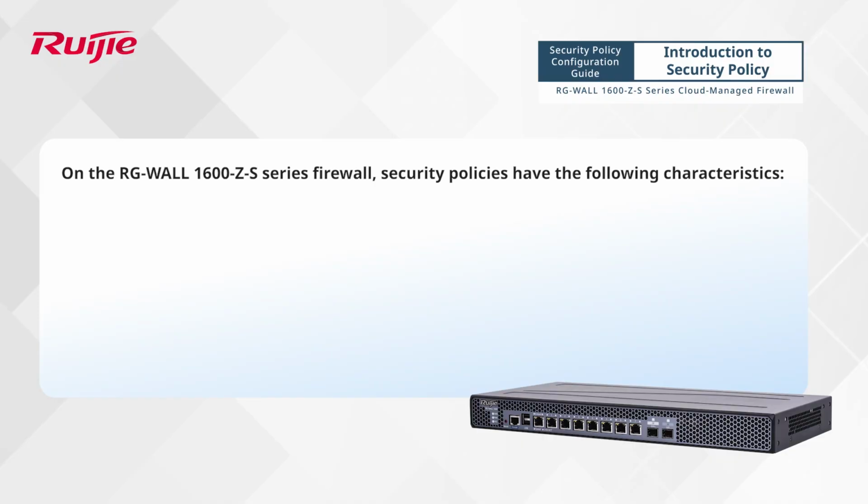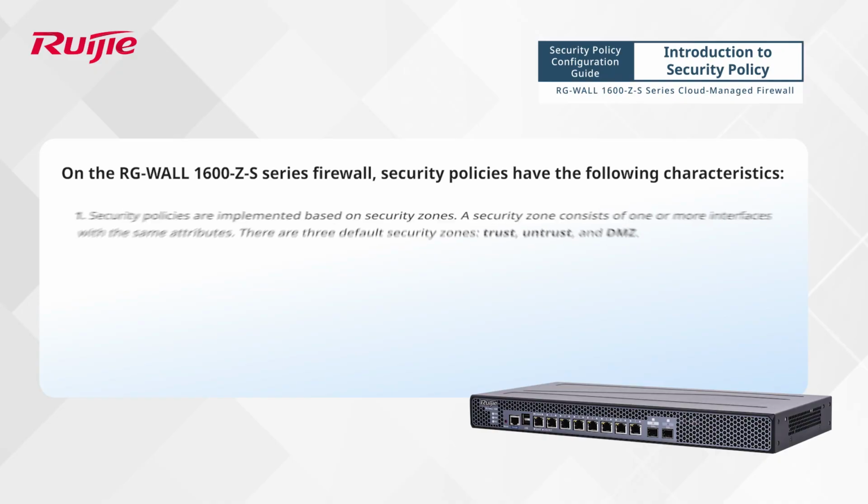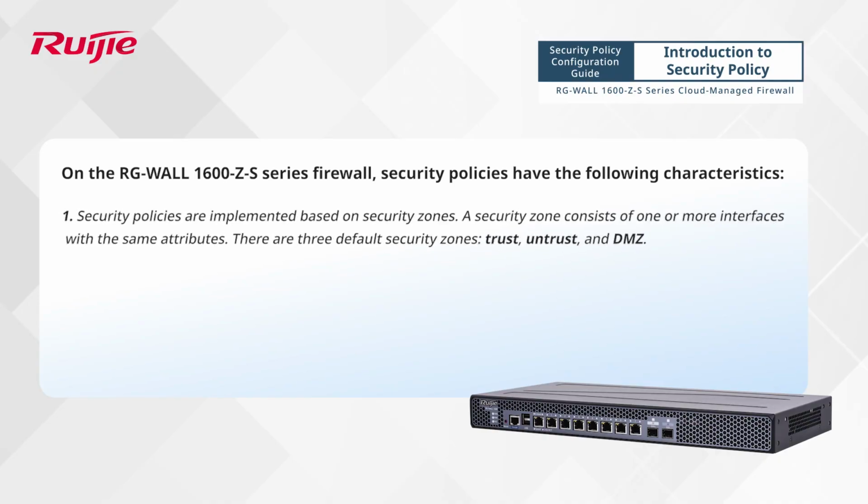On the Firewall 1600Z S-Series firewall, security policies have the following characteristics. 1. Security policies are implemented based on security zones. A security zone consists of one or more interfaces with the same attributes. There are three default security zones: trust, untrust, and DMZ.